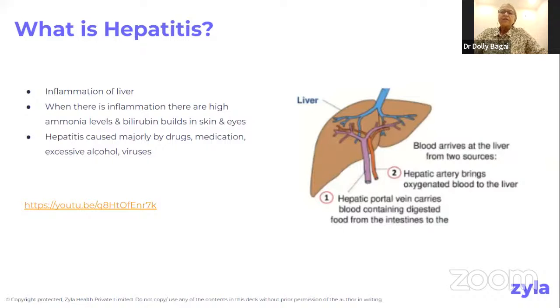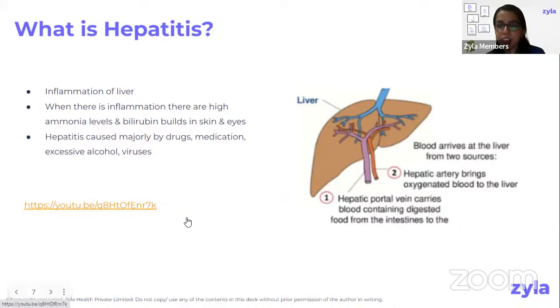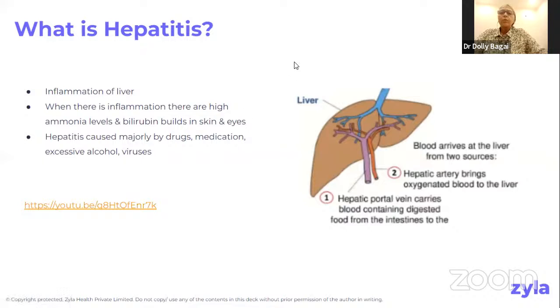Can I have the next slide, please, Sangha? Yes. Also, Dr. Dolly, sorry to interrupt. Do you wish to play this video now in which we are showing the function of the liver? Yes, please go. Sure. I'll just play it for the audience so that they can have a look. Just let me know when it is visible, Dr. Dolly.